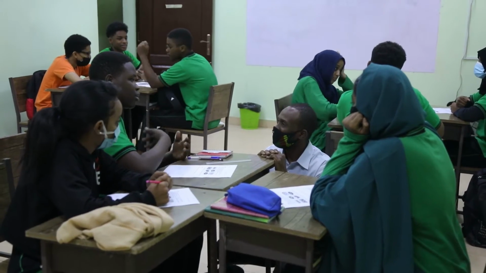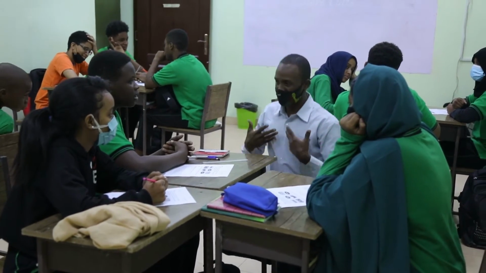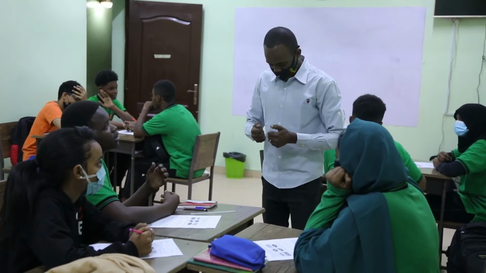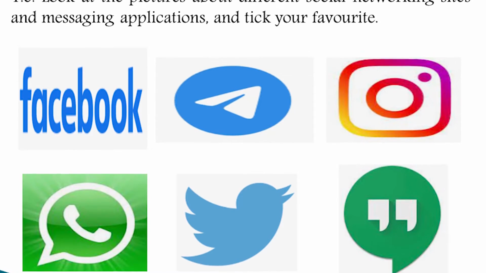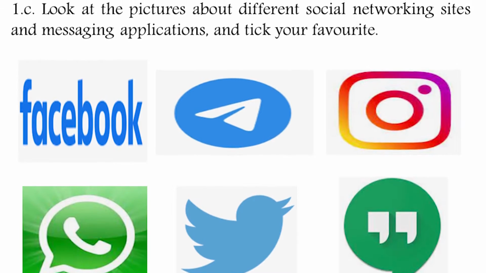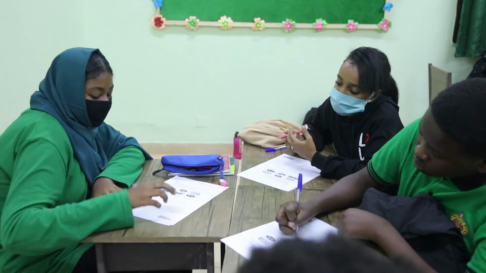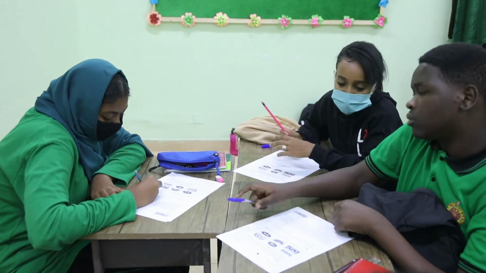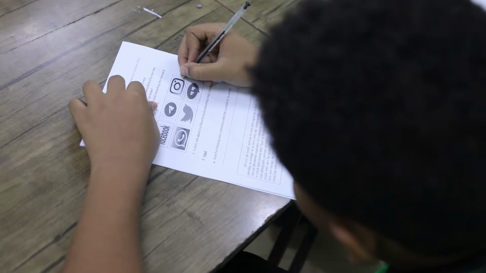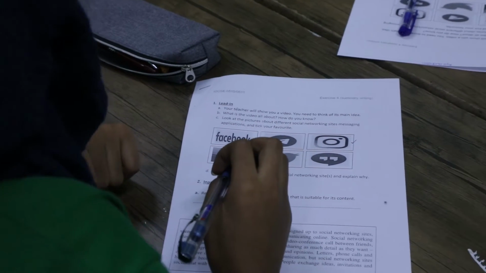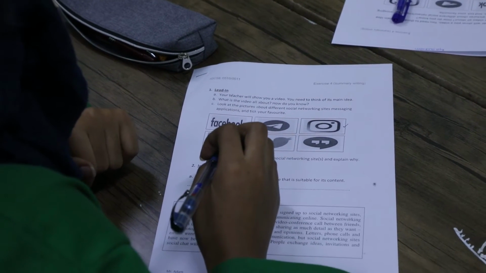As part of the lead-in stage, I asked my students to work on the activity numbered 1C, where they looked at pictures of different social networking sites and messaging applications, and then they were asked to tick their favorite applications and sites. Right after that, I asked the students to speak in pairs or in groups about their favorite social networking sites.